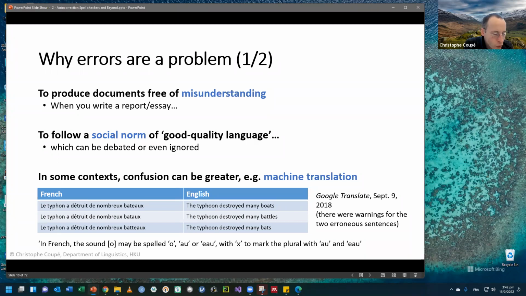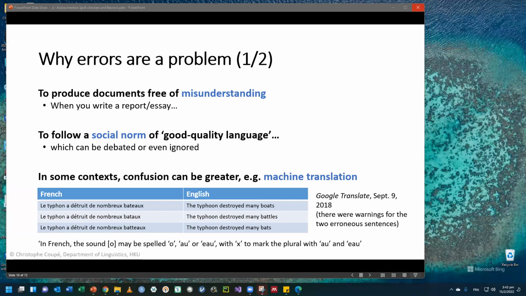Also, there is a strong social norm of good quality language. If you write very, very poorly in a number of societies, that will look, let's say, bad. That will create trouble for you. You may not pay too much attention to social norms, and if you write to your friends on social media, quite often you don't care about these things that much. But in professional contexts, that matters quite a lot. You'd better write well.